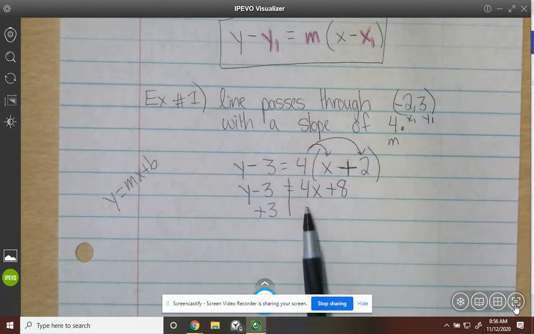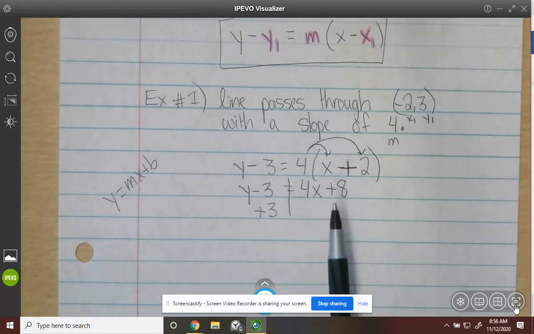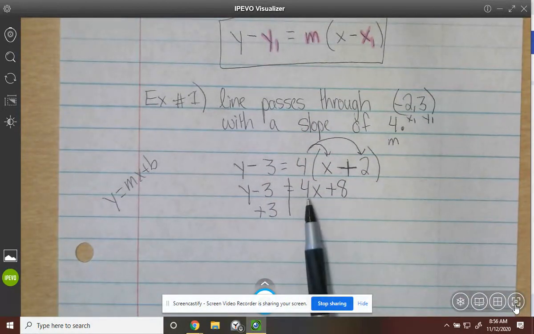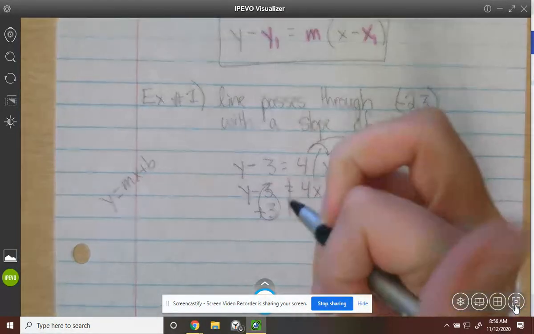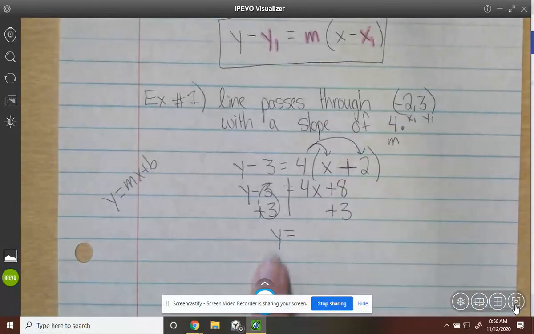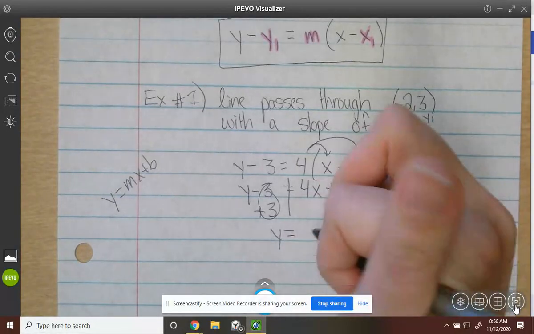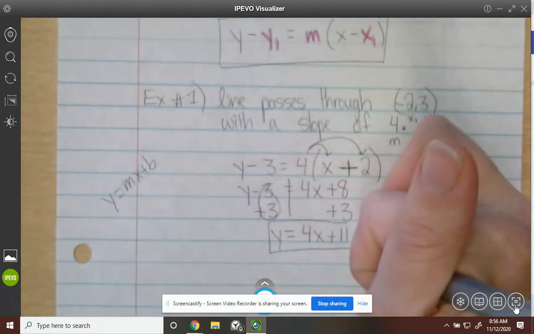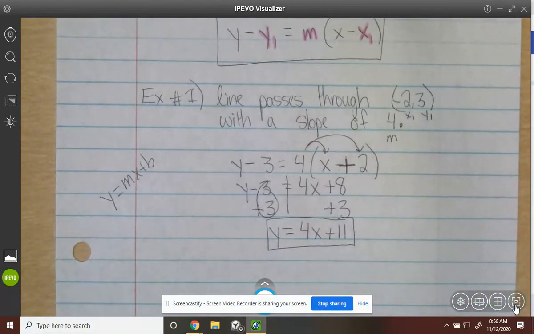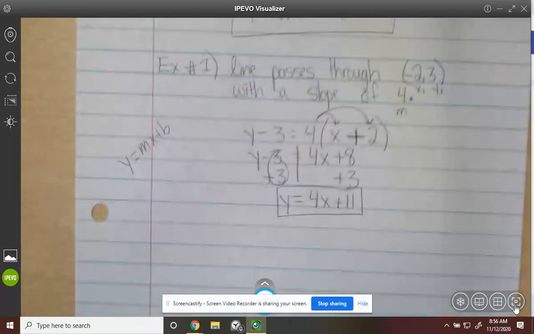Do I add 3 to the 4x or to the 8? It has to go to the 8 because this has an x with it, 3 does not. So what I do on one side, I do on the other. I'm finally left with y equals 4x plus 11. And that's it. A lot of steps, not difficult steps, just a lot of steps to keep track of. Okay, let's do another example.